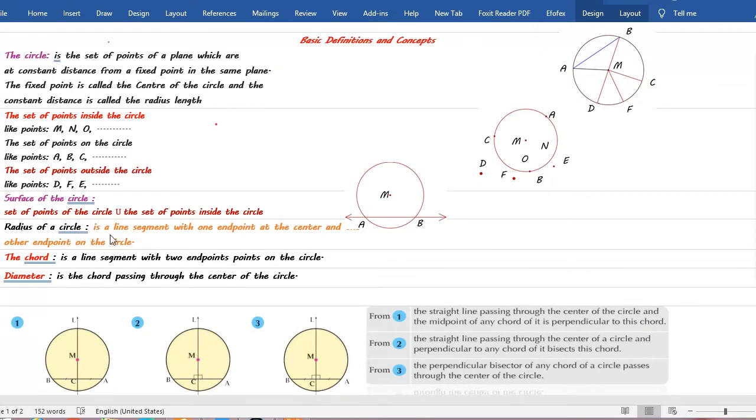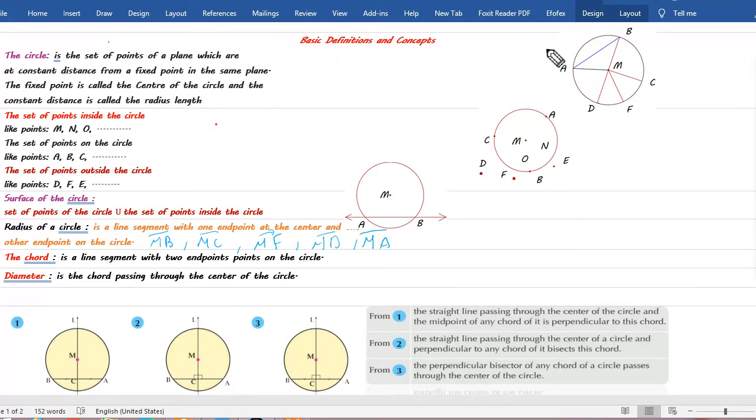Radius of the circle. What is the definition of the radius of a circle? It is the line segment with one end point at the center and the other point on the circle. The line segments MB, MC, MF, MD and MA represent radii. MB equals MC equals MF equals MD equals MA. So all radii of the circle are equal.